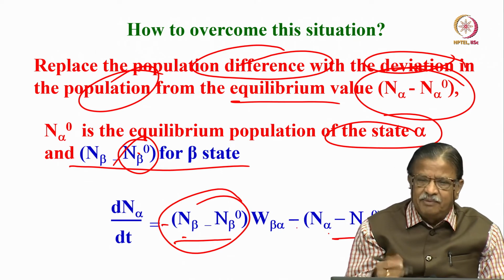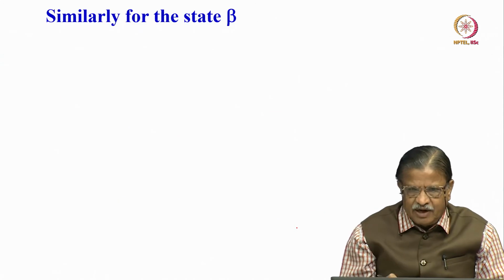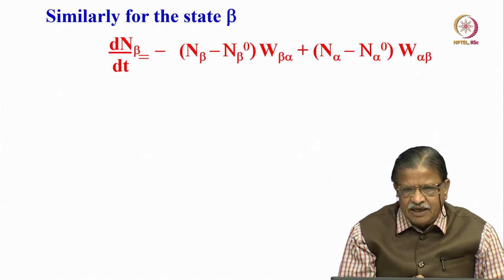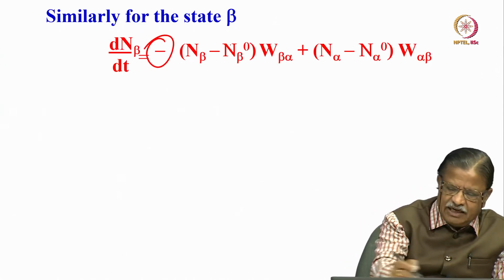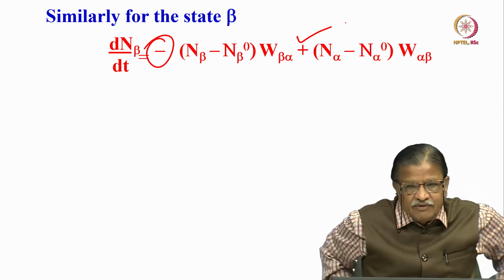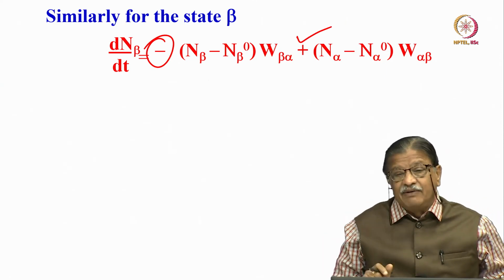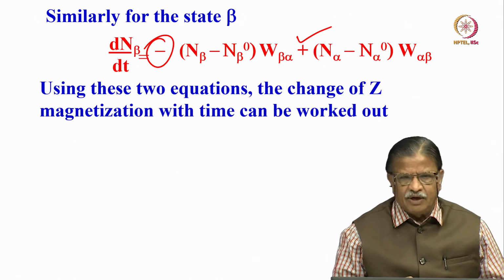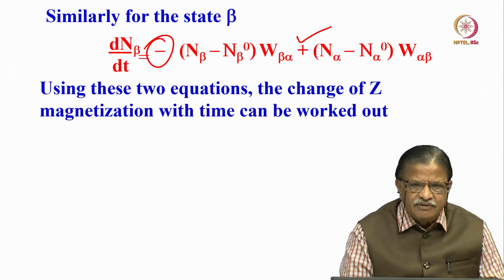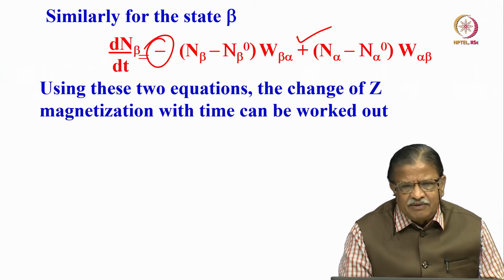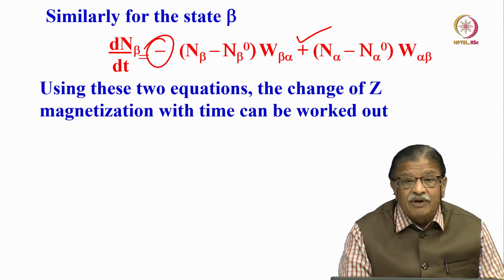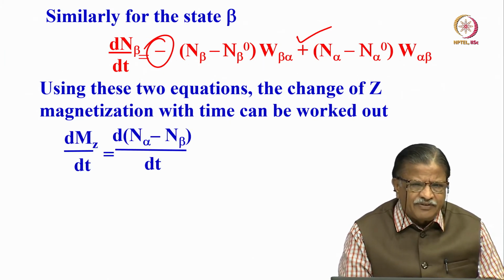This becomes negative, this becomes positive. That we saw earlier. Similarly for the beta state, it is like this. Now this is negative, this becomes positive. Both equations we have written. Using these two equations, we can work out the change of z magnetization with time. Let us see what happens.